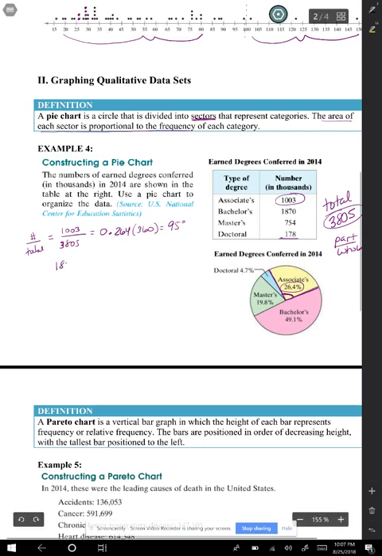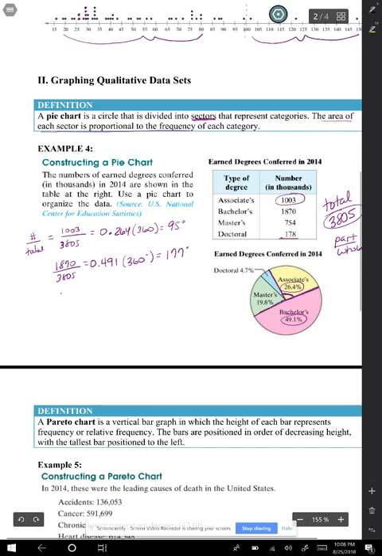So we'll go 1870 over 3805, and that gives me 0.491, which is 49.1%. You'll see that right here. So we know that's almost 50%, so this should be almost half the circle. When we multiply that by the 360 degrees, we get 177 degrees. And half the circle would be 180, so you can tell this is almost half of the circle. And that creates the bachelor's degree area.